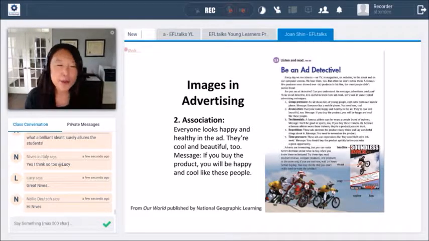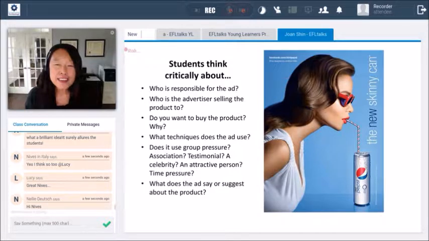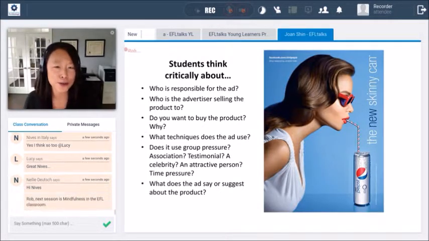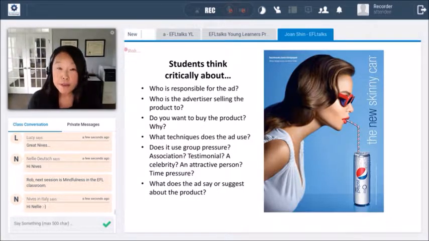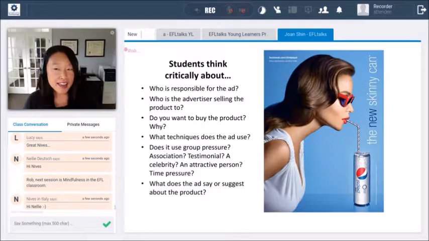Okay, so for example, here's an example. So take a look at this ad for Pepsi Skinny Can. So what does this ad communicate to you? What do you think advertisers are trying to communicate to you? Yeah, so if you're like me, the message you're getting is that, oh, if I drink Diet Pepsi from this skinny can, I will be skinny and beautiful and sexy like Sofia Vergara. That's the actress who is in this ad.